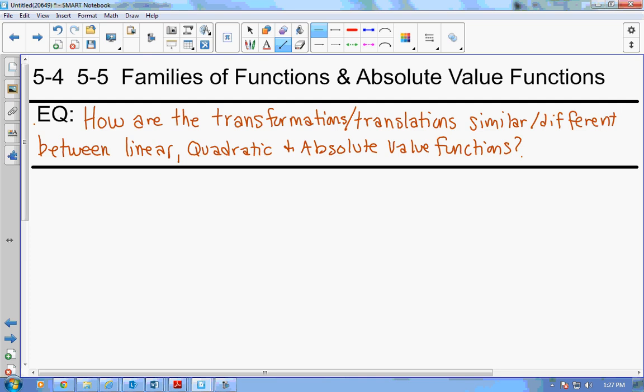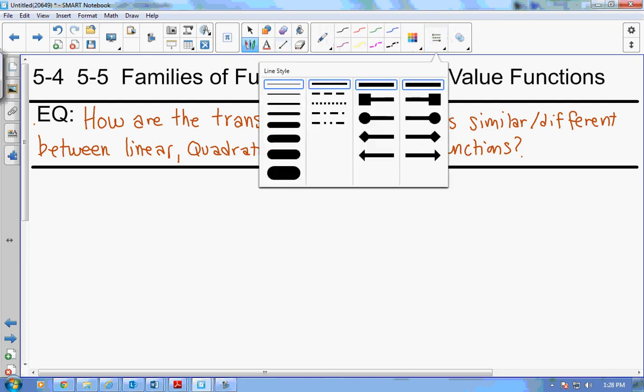Transformations is our multiplier. That A, remember how it affects the arms of the graph? Transformations is what the A does to the graph. Translations are the shifts. Horizontally and vertically. Okay? But first, let's learn what our new function looks like.